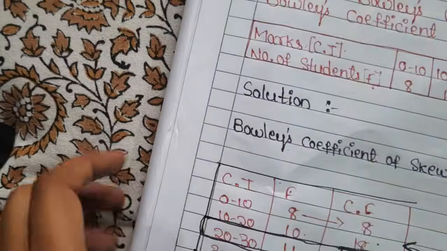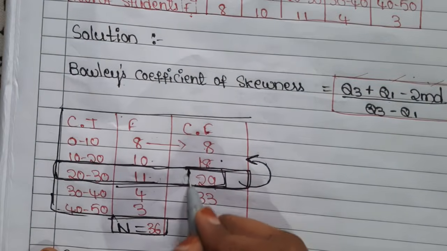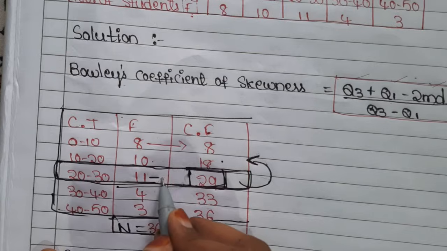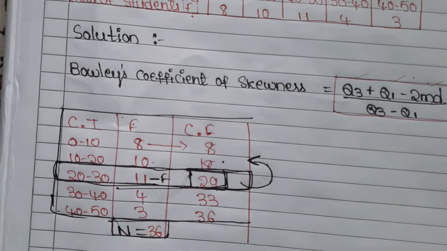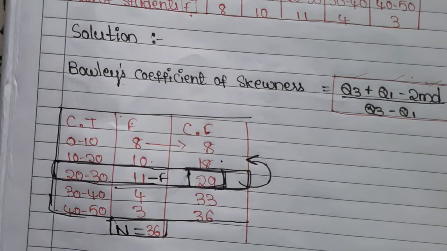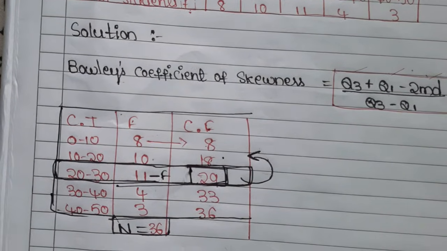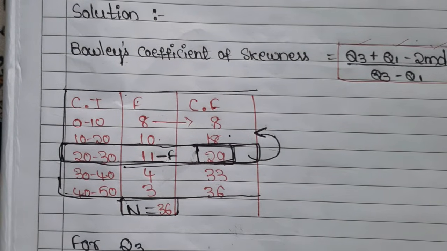Then what will be F? We have F here, no? F is nothing but frequency. So we got this as the term, no? So this 11 will be our frequency. I hope you got it. If you are having any confusion, please go back and watch the video again.